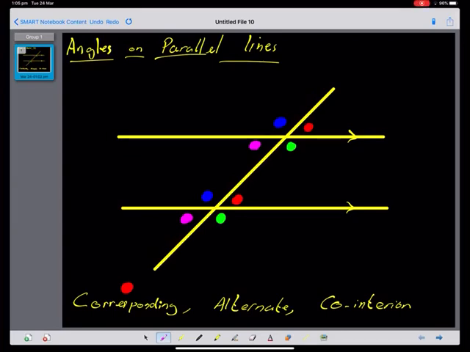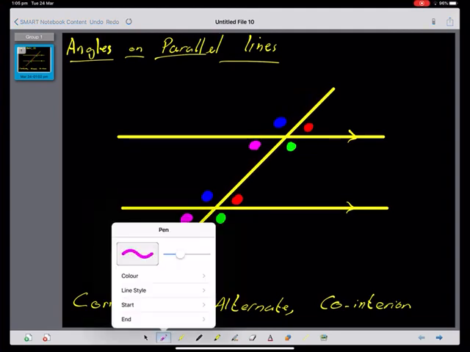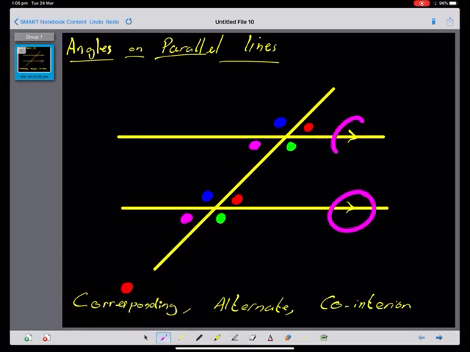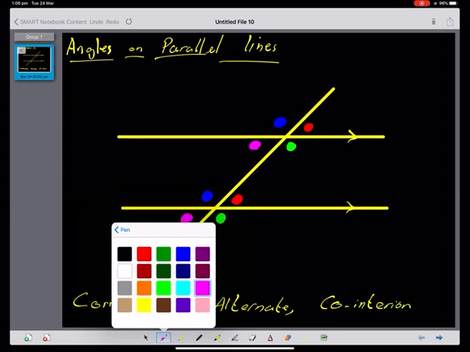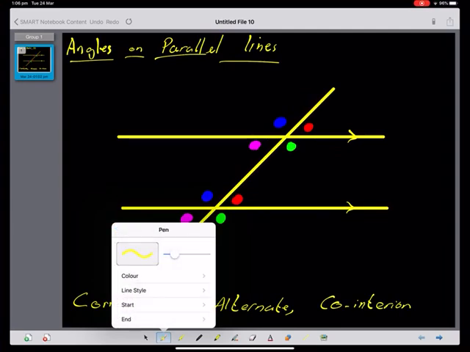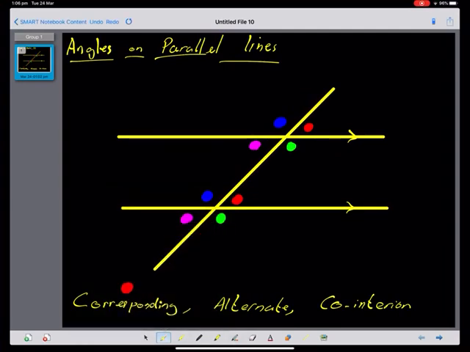We're just going to look at angles on a parallel line. Parallel lines are indicated by this feature here. We've got two lines, so if we say two lines are parallel, we have little arrows on like this. The line going through the parallel lines is referred to as a transversal. This line here is called a transversal.